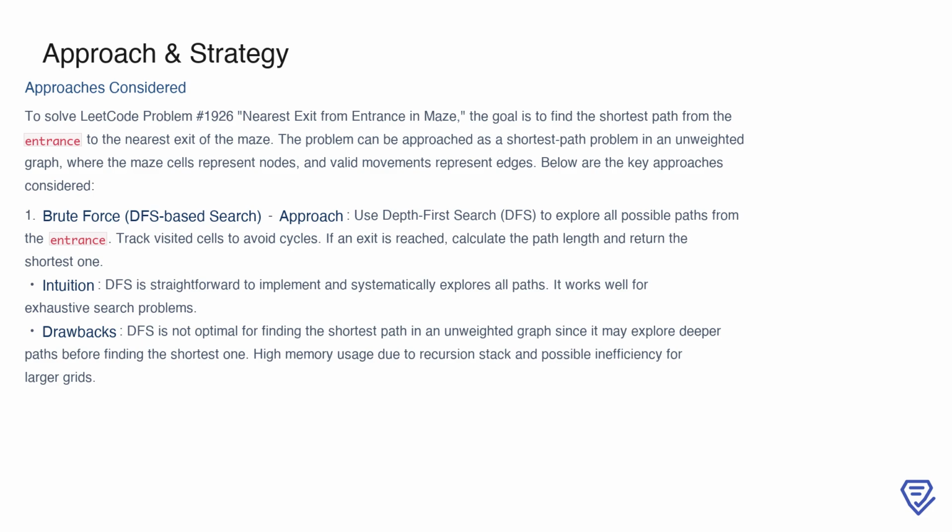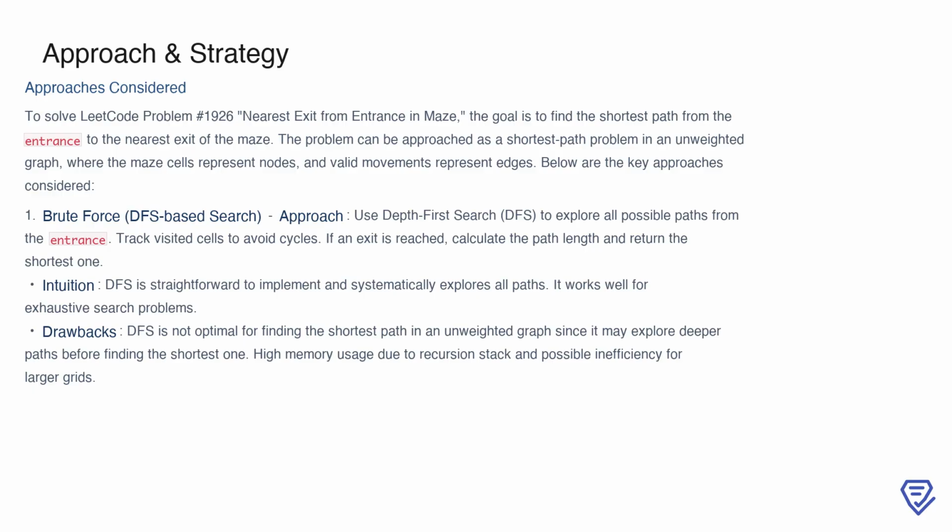To solve the problem of finding the nearest exit in a maze, we can think of it as a shortest path problem in an unweighted graph. In this analogy, the maze cells represent the nodes, and valid movements between cells act as the edges. One possible approach to solve this is using depth-first search, or DFS. With DFS, we systematically explore all potential paths from the entrance by diving deeply into each path before backtracking. To prevent cycles, we track visited cells as we go.